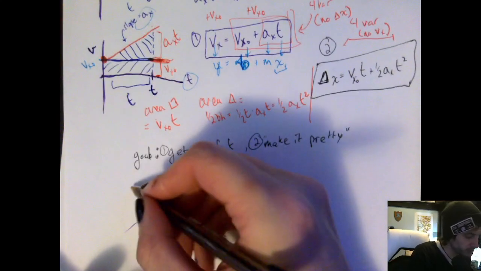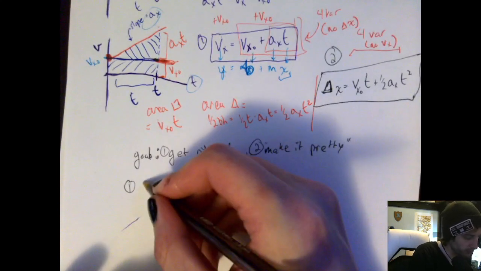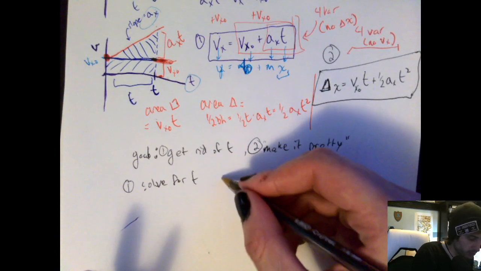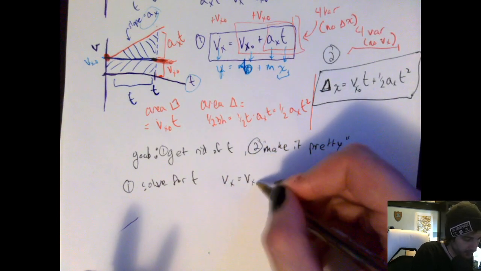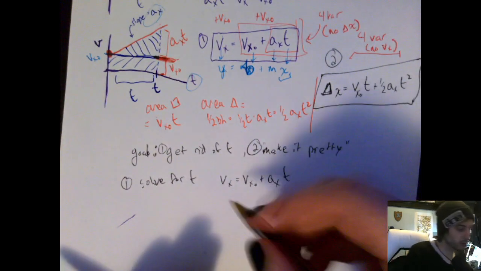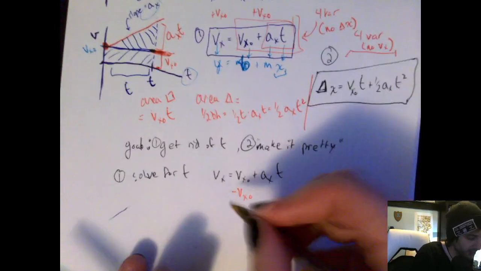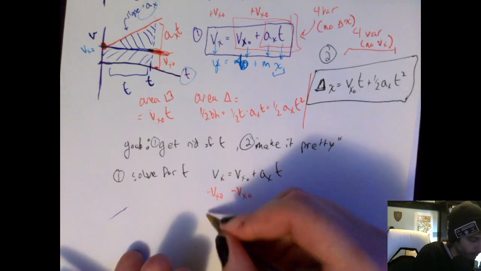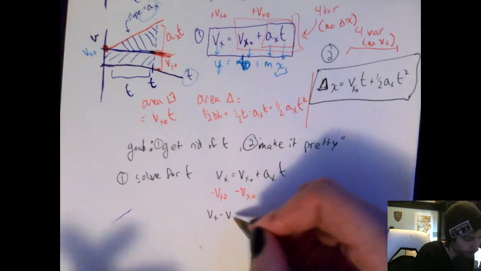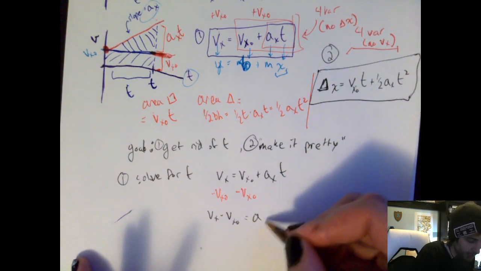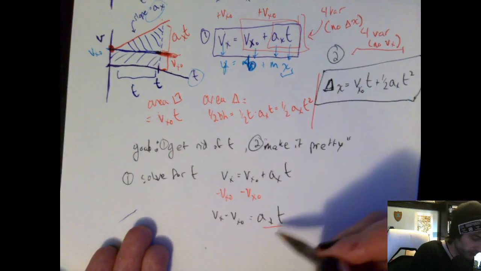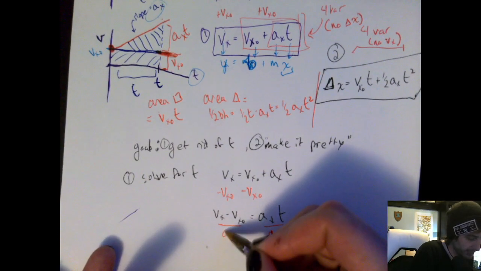Okay, so what I'm going to do is take the easier equation, equation 1, and solve for t. If I do that, I've got Vx equals Vx naught plus Ax times t. I need to get t alone, so I'm going to need to bring everything without a t over to the left. So we'll get Vx minus Vx naught equals Ax times t. We want t alone, so we'll divide each side by Ax.